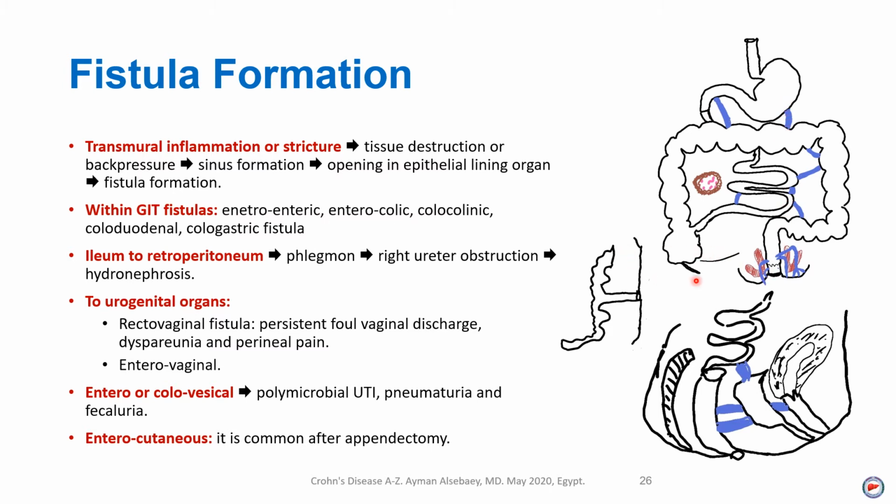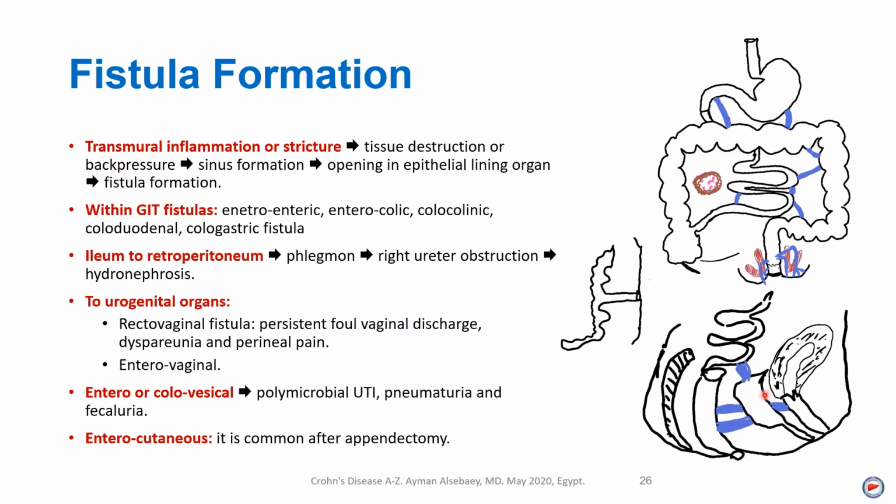It may occur between the ileum here and the retroperitoneal structure. And here, when a fistula occurs, it leads to discharge of fluid to the peritoneal cavity or the retroperitoneal spaces. So there will be abscess formation or phlegmon formation, which compresses the right ureter in this region, and the patient will have right hydronephrosis. This is very important.